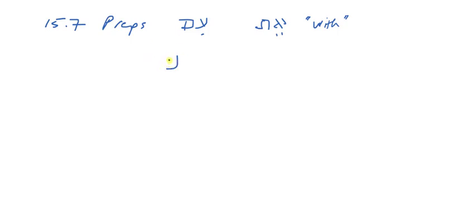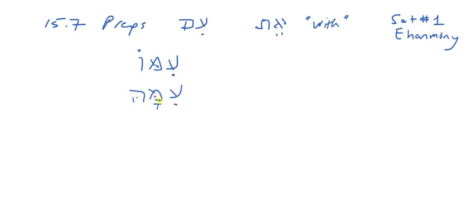If I want to say "with him," my final mem can no longer be final since I'm adding a pronoun. And with these, I'm going to use the set one pronouns, or I also refer to those as the eHarmony pronouns, right? They're the ones that attach to singular nouns. So with him, mo, Dagesh forte drops into the mem. With her, ima, Dagesh forte drops into the mem. Okay? So these are the same pronoun suffixes I used when I was adding them to the lamed preposition.